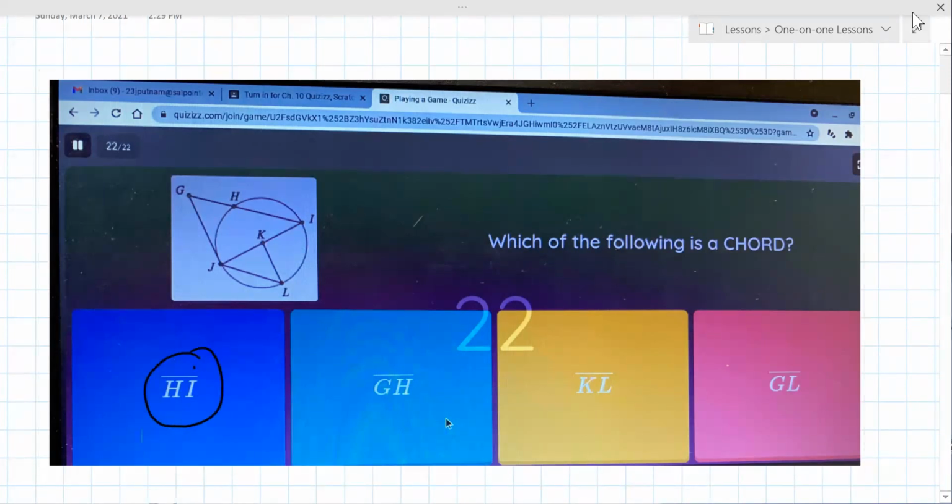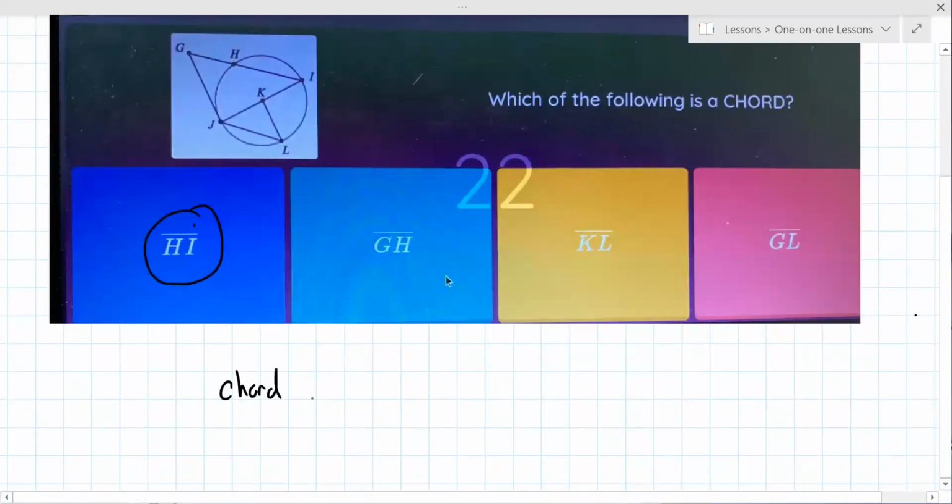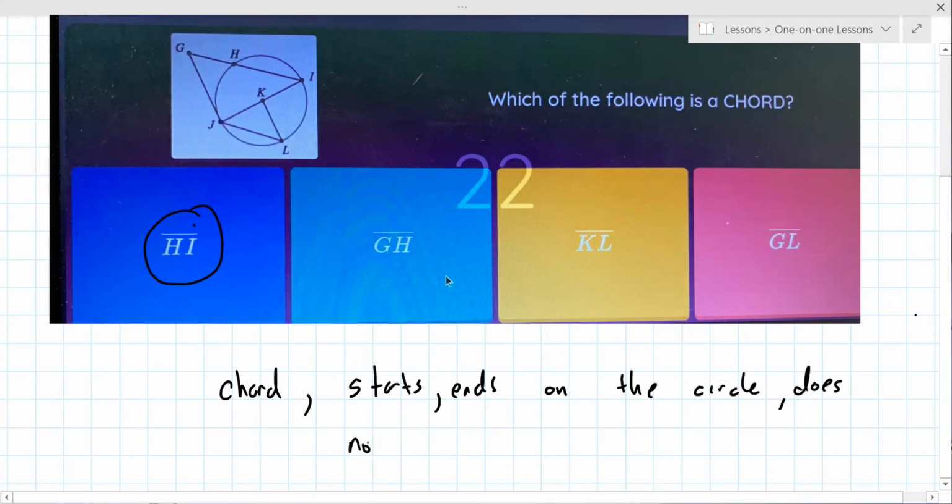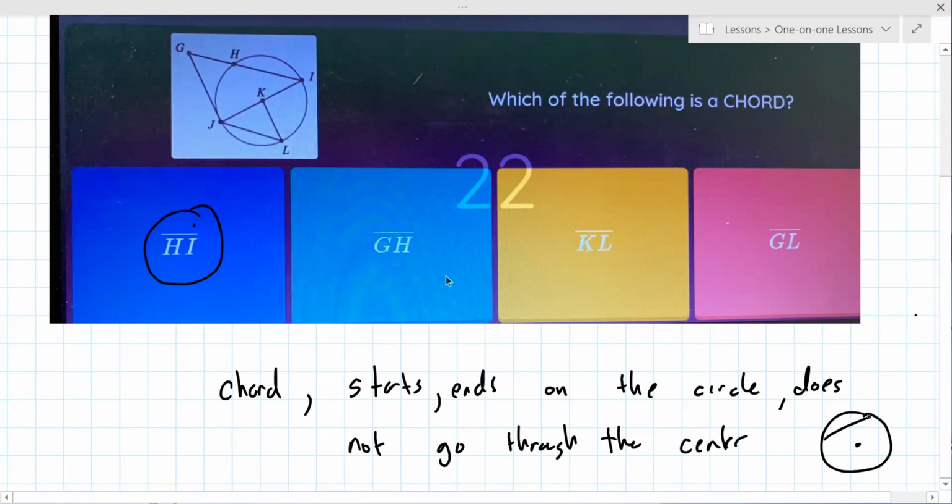Is that okay? Mm-hmm. Do you want me to write down any more words to that definition, or is the verbal one enough? If you could write it down, that'd be great. Absolutely. Okay, so a chord starts and ends on the circle, does not go through the center. So usually you draw something where there's a circle and then there's a chord like that. Mm-hmm.